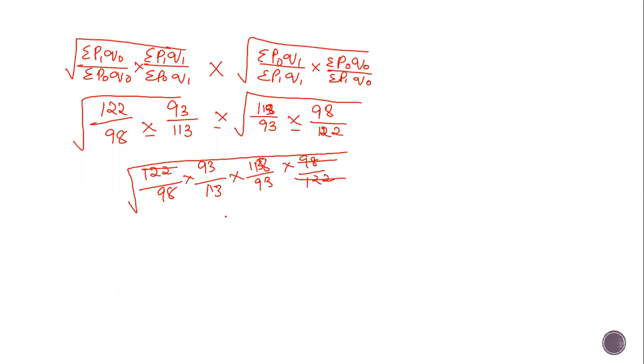You do not have to proceed once again. You can directly cancel it. See the numerator and the denominator. Here it is 122 in the numerator, 122 in the denominator, so you can directly cancel. You do not have to proceed further.